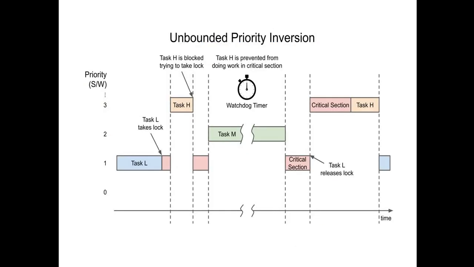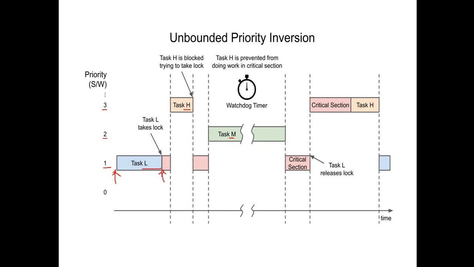So let us see another diagrammatic representation of unbounded priority inversion. There are three tasks L, M and H. The priority of L is 1, priority of M is 2, priority of H is 3. Initially, task L is in its execution and it wants to enter into the critical section.